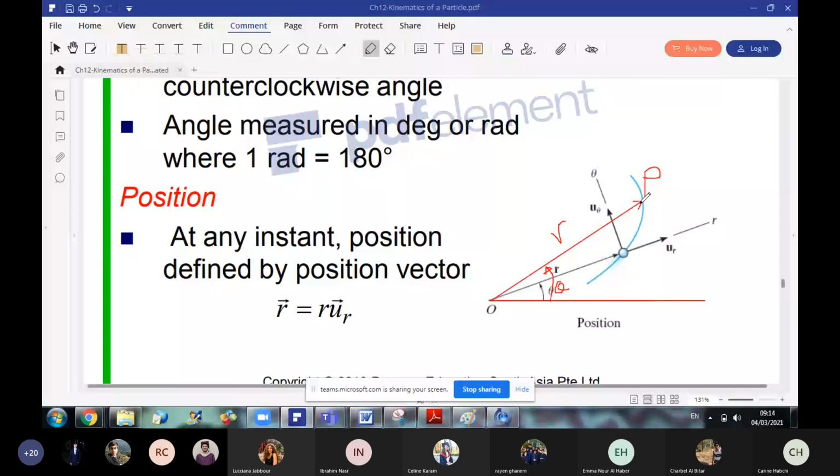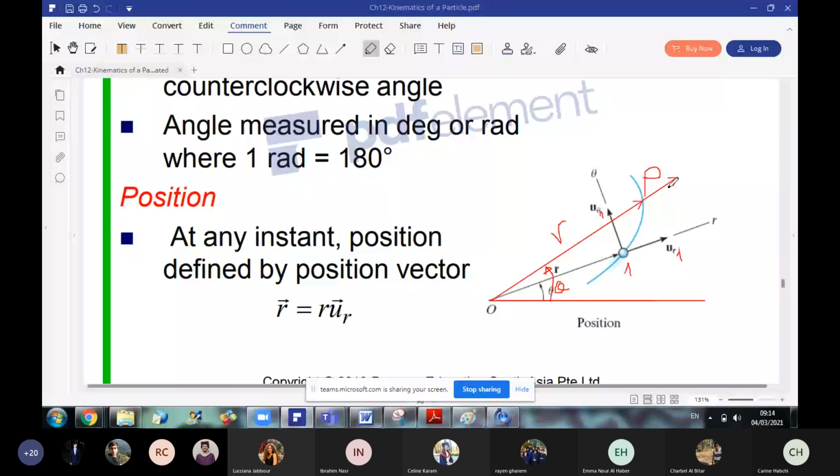So the position vector here is OP. Its unit vector is UR. So it will be the same direction, same sense, but magnitude 1. So this is UR at point P. As you can see, at each location, I have a new UR, U theta. And this is point 1, I have UR1, U theta 1. At another location, this is, let's say, UR2.